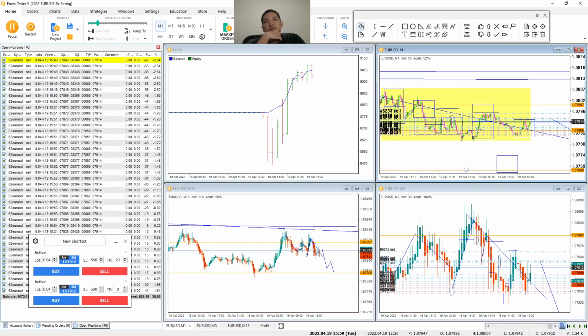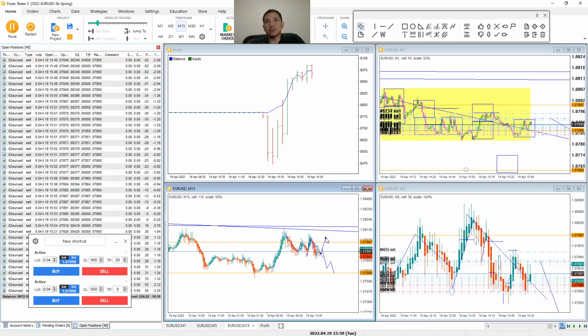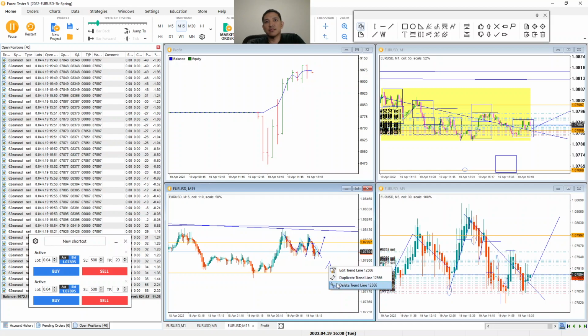Now it could be just this because this is a consolidation range. It could actually be going up again. It could be doing this before it drops. So this is not a good pattern.